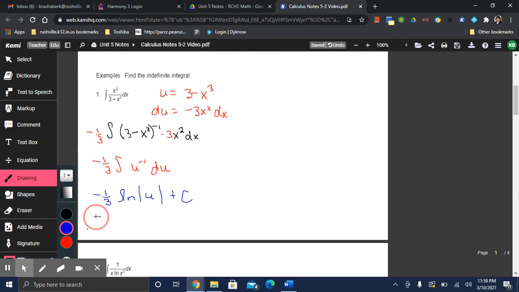So negative 1/3, natural log of the absolute value, and then replace that with 3 minus x to the third in absolute value plus c. And so there you have an original problem, not involving logarithms, but when you integrate it, it is a logarithm. And again, if you do the derivative of this, you should get what we started with.